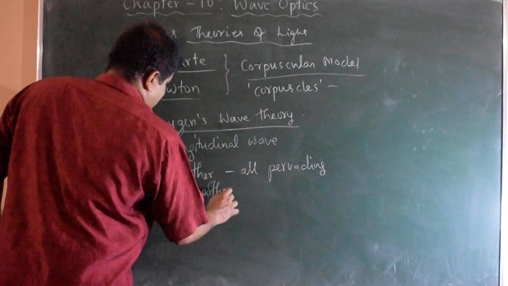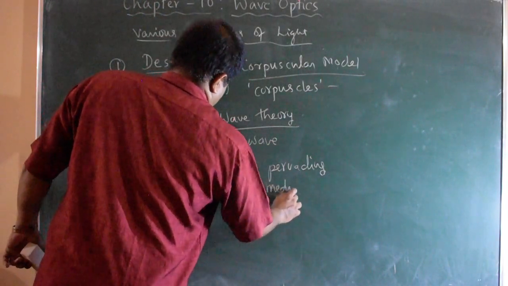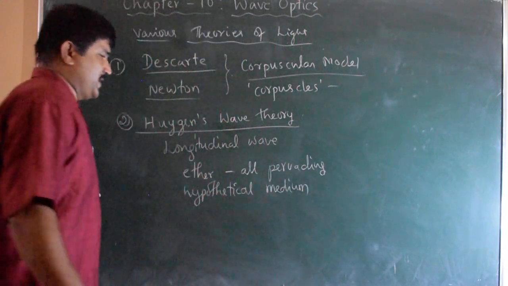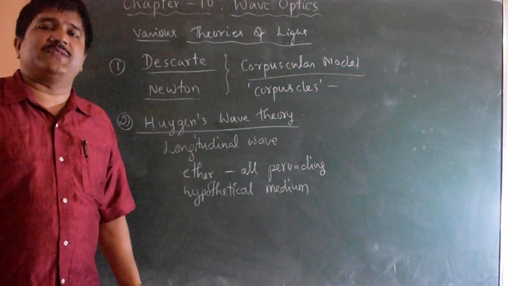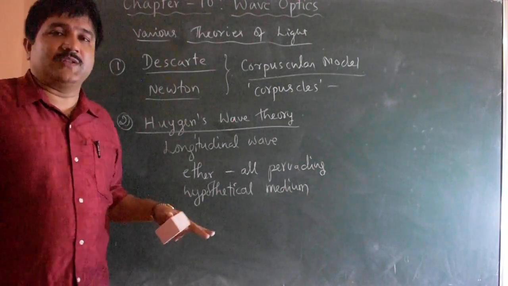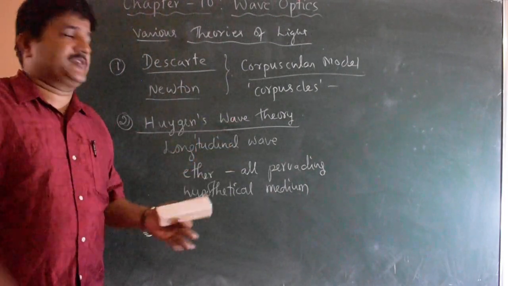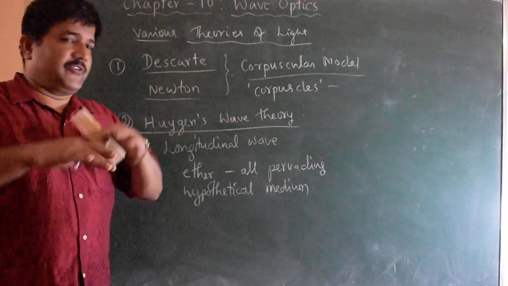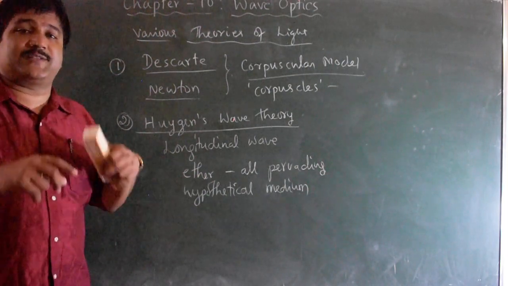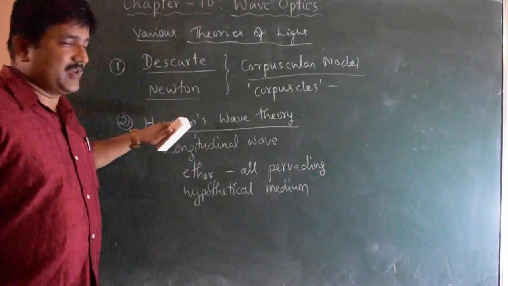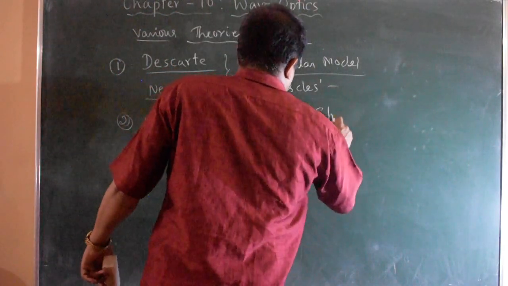There is no exact evidence for the existence of this medium. Light travels in the form of a longitudinal wave through the entirely spread ether medium. Everywhere in the universe there is a medium called ether spread over. That is the idea of the Huygens wave theory, given by Christian Huygens.